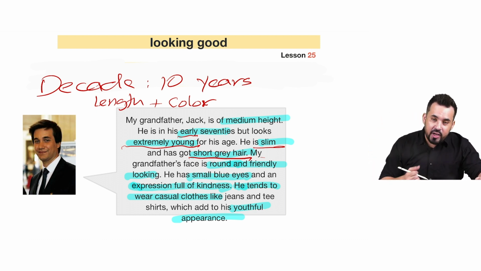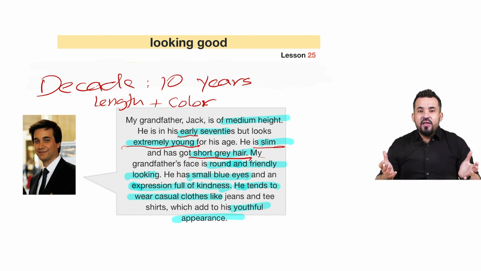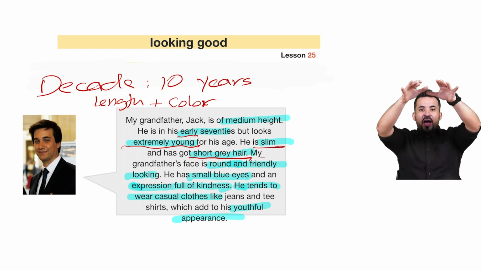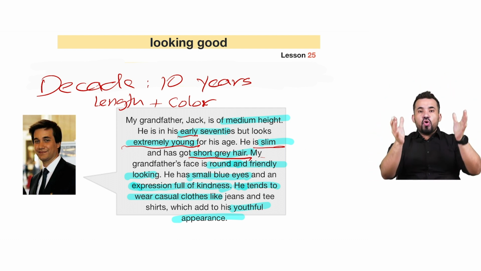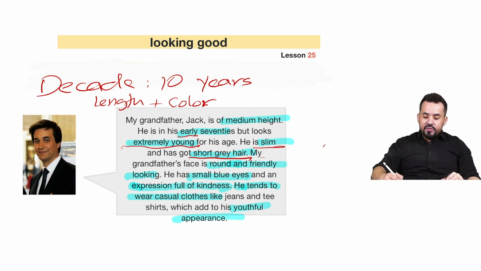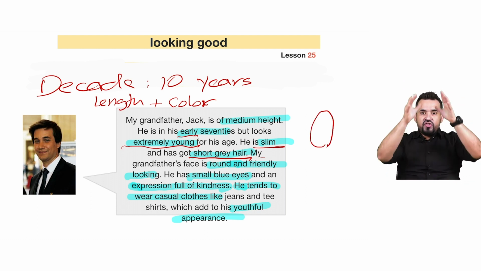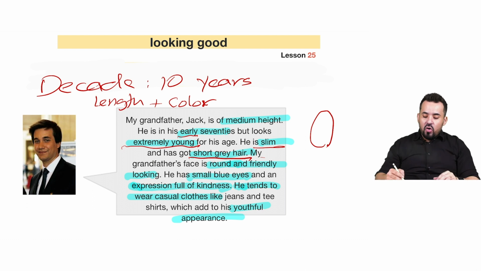Round and friendly looking. So round, this is his face. People have a round face or they have an oval face. This is an oval face. It's shaped like an egg. Or you have a triangle face. People with a triangle face look like this. I'm really bad at drawing, so I'm going to stop trying.